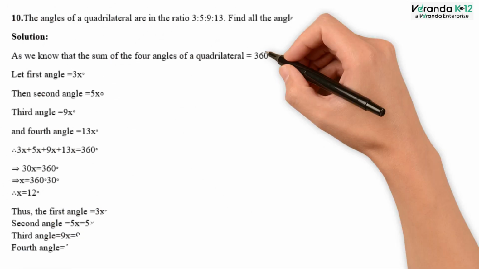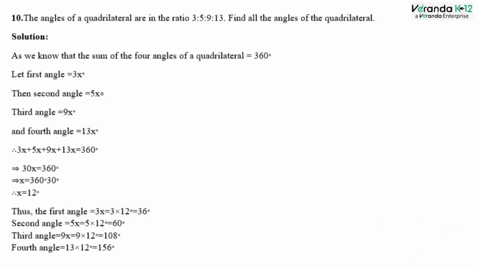Let us see the next question, that is question number 10, which says the angles of a quadrilateral are in the ratio 3:5:9:13. Find the angles of the quadrilateral.